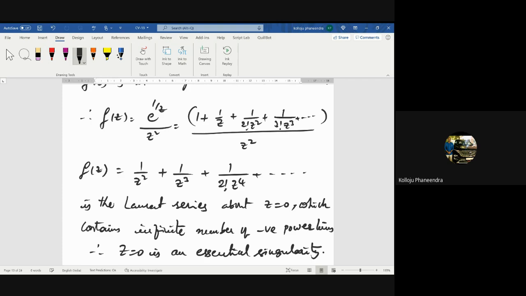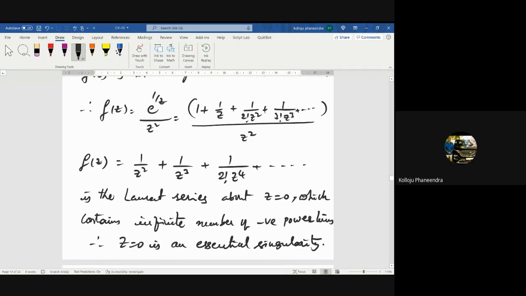Okay, this is about singularities and the classification of singularities. Any doubts?